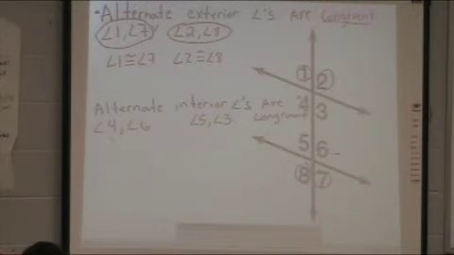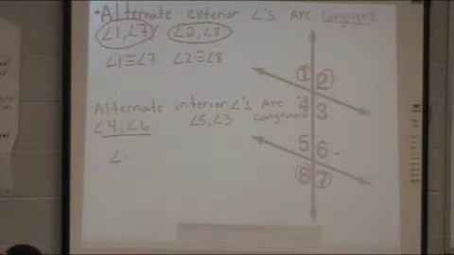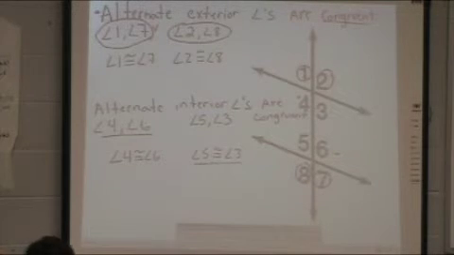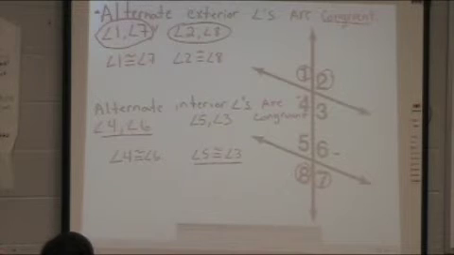Okay? So we said angle 4 and angle 6 were alternate interior, and I just told you alternate interior angles are congruent, which means they're the same. So let's write a congruency statement. Angle 4 is congruent to angle 6, and angle 5 is congruent to angle 3. Okay? The reason angle 5 and angle 3 are congruent is because they are what? Alternate interior angles.